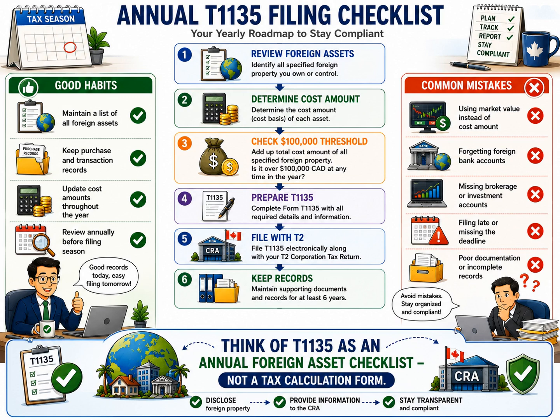After that, file the completed T1135 together with your T2 corporate tax return if you're filing as a corporation. Finally, keep supporting records. Maintain documents such as purchase records, account statements, and other evidence that supports the information reported on the form. Good record keeping makes future filings much easier and helps if the CRA ever requests additional information.